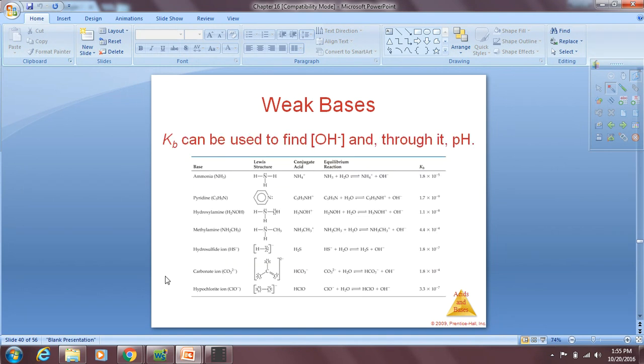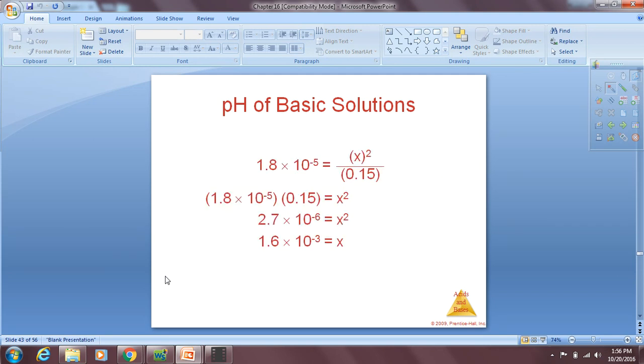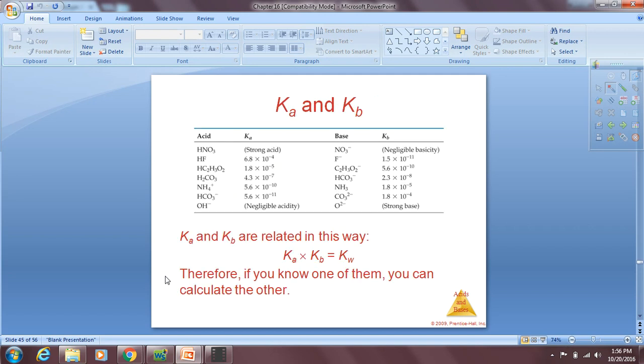And we have a list of Kbs in the book. We can calculate the pH of a basic solution. If you know the Kb or can calculate the Kb, you can get the pH, very similarly to how you get the acid pH. Ka and Kb are related. If you know the Kw, which is 1.0 times 10 to the negative 14, we saw that earlier, then you can calculate Ka or Kb if the other is known.